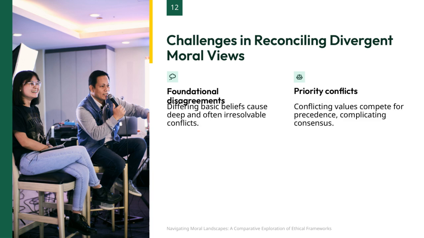Second, we encounter priority conflicts. This happens when conflicting values vie for precedence, making it difficult to reach a consensus. Even if people share some moral principles, deciding which values should take priority can cause tension. The balanced scale icon captures this struggle to weigh competing values fairly. Together, these challenges highlight why finding common ground in moral discussions is often so complicated.